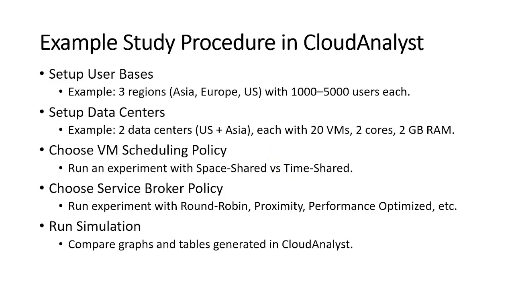As an example study procedure in your CloudAnalyst, you are going to set up user bases with 3 regions, 1000 to 5000 users each, and set up 2 data centers, each with 20 virtual machines, 2 cores, 2 GB RAM. Choose the VM scheduling policy, which is going to be space shared or time shared. Choose the service broker policy, that is proximity or performance, and then you can run your simulation. So you can have the graphs and the tables generated in CloudAnalyst.